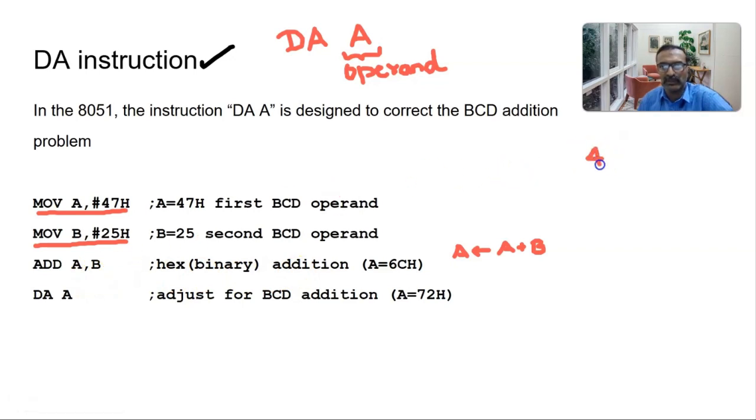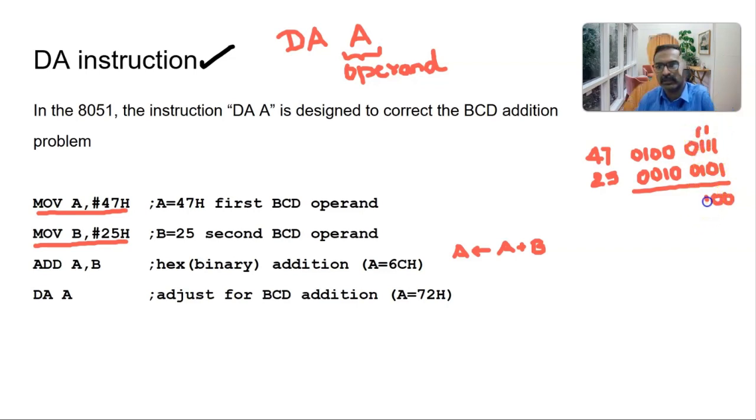Now 47 plus 25, what happens is 0100 0111 plus 0010 0101. We have to add it. 1 plus 1 is 0, carry 1, 1 plus 1 is 0, carry 1, 1 plus 1 plus 1 is 1, carry 1, and so on. So this is 4, 5, 6, and this is 8, 9, 10, 11, 12. So 12 is C. Now this is invalid.